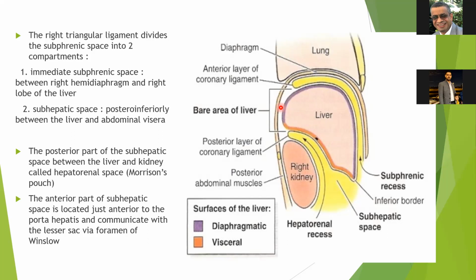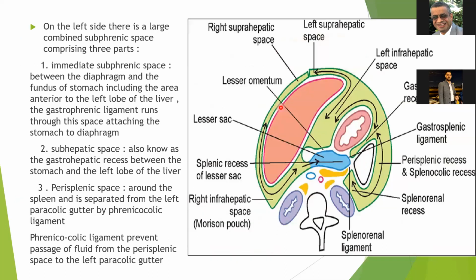On the left side, there is a large combined subphrenic space comprising 3 parts. The immediate subphrenic space between the diaphragm and the fundus of the stomach, including the area anterior to the left lobe of the liver. The gastrophrenic ligament runs through this space, attaching the stomach to the diaphragm.